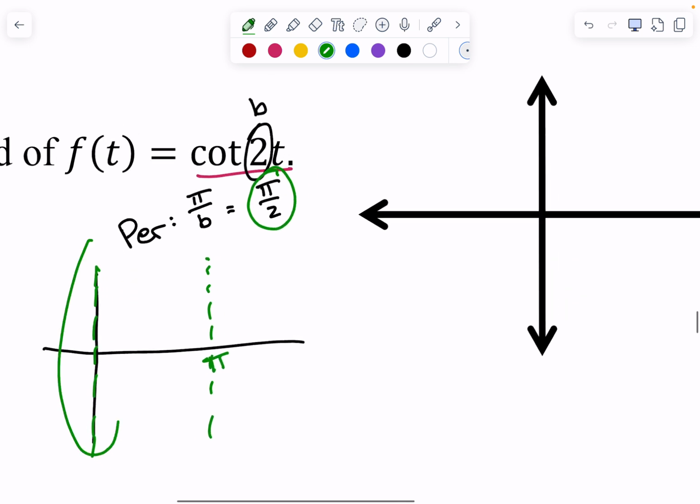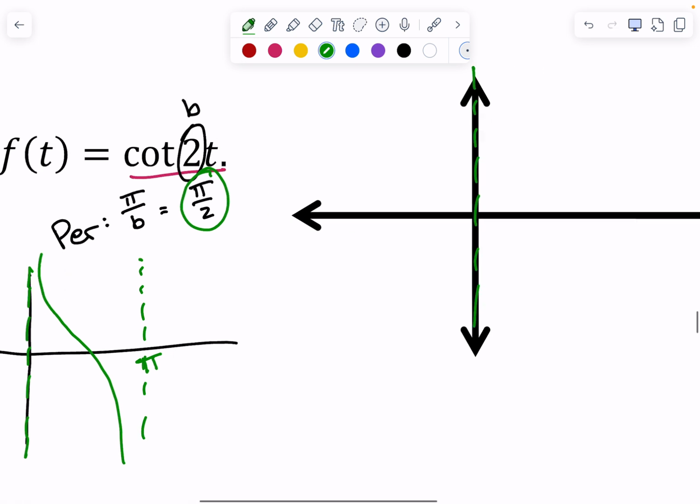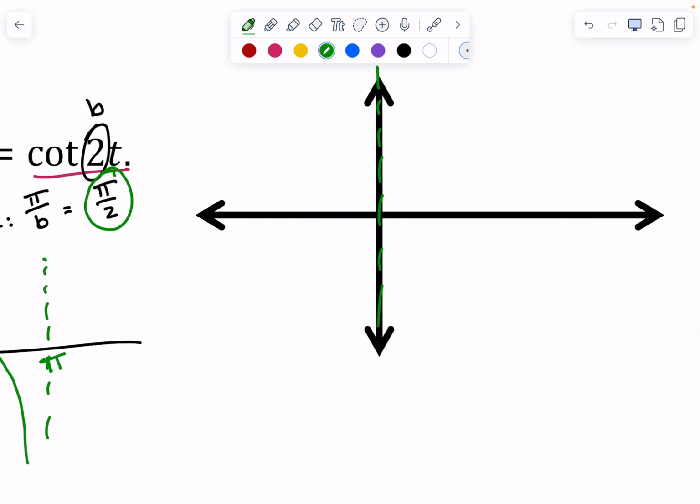Will his vertical asymptote still be at 0? Cotangent goes this way. It's still at 0, but over here, it's not at pi, it's at pi over 2. So he's skinnier, like that. What's this halfway point right here? Pi over 4. And he goes like this.